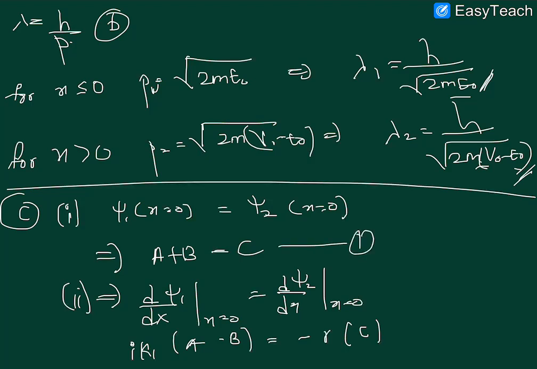Now this is my equation 1, this is my equation 2. Solving 1 and 2, we can further get the values of B and C in terms of A. So these are the two boundary conditions, and the results of these two boundary conditions are equations 1 and 2.